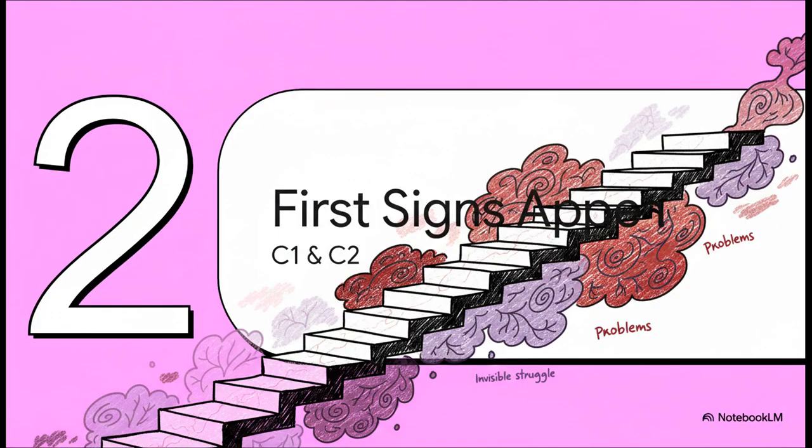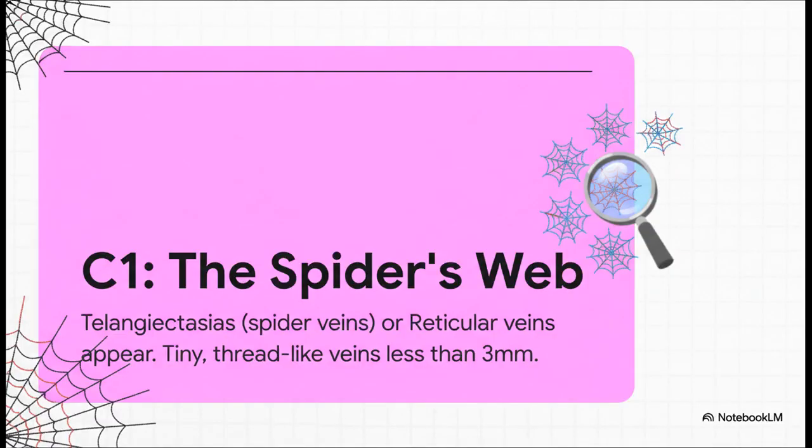Okay, now we're taking our first steps up that staircase. This is where the problem starts to, well, come into view. The invisible struggle is about to become visible. So at step C1, you start to see these really delicate signs. Little, tiny, thread-like veins. They look almost like a spider's web just under the skin. We call these telangiectasias, or reticular veins. And the key thing to remember here is their size. They are super small, less than 3 millimeters across.